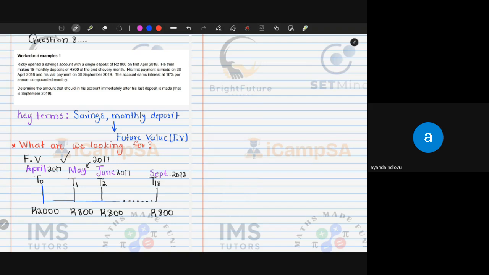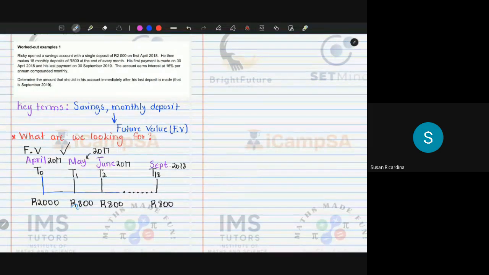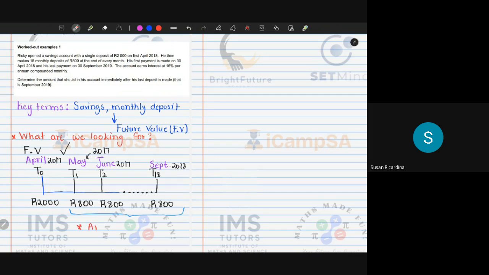So if you observe carefully, where is this interest rate? If you think carefully of what happens, starting from May up until September of the next year, do we guys agree that this is an annuity? Do we agree? Because that is where he makes the same amount. It's a future value annuity. Where are my thumbs up, guys?